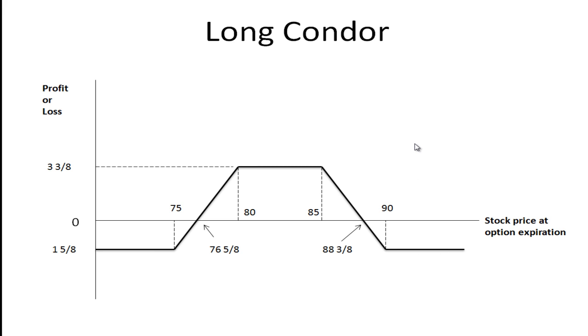So you can see here that if you're into a long condor position, you're hoping the price will be someplace between 80 and 85, and then you'll make 3 3/8 for each option you own. Okay, or if this were a standard size contract, just multiply that by 100.